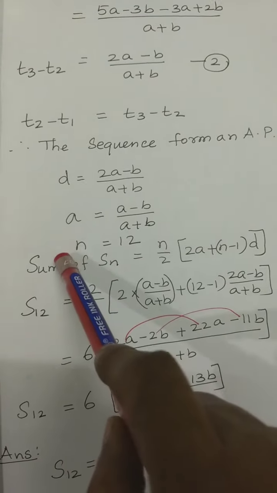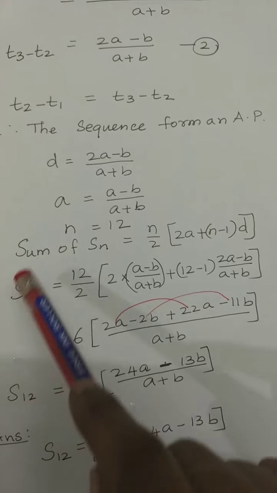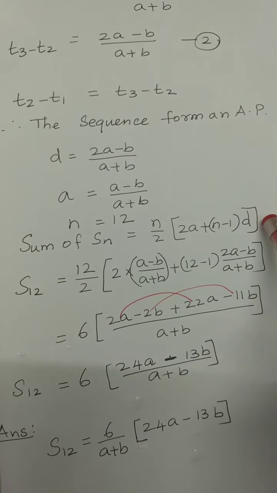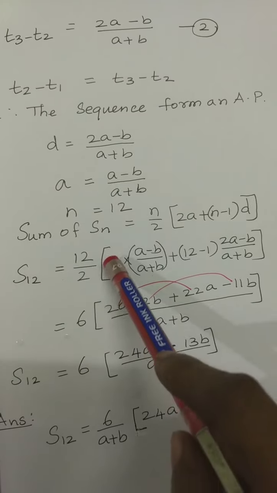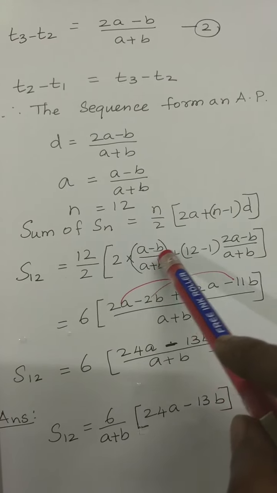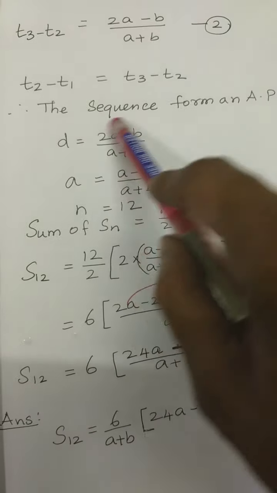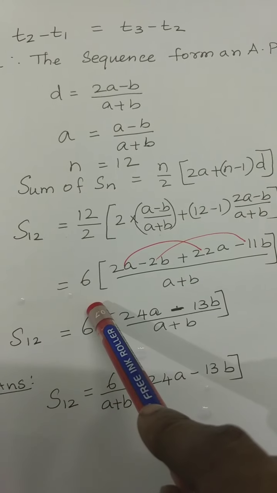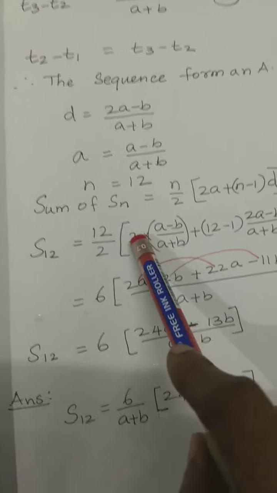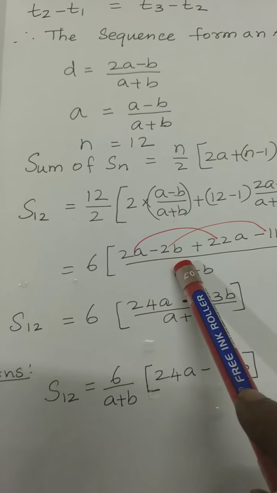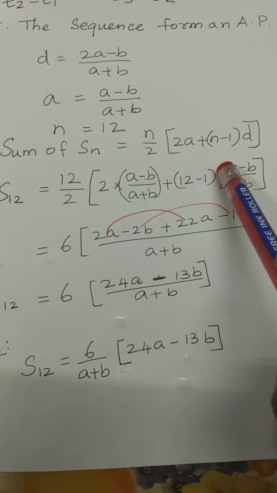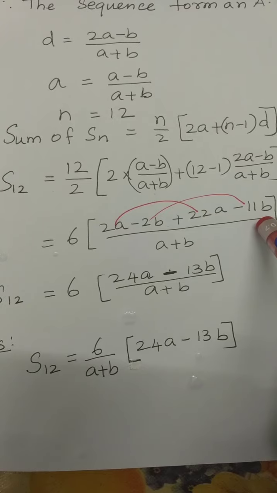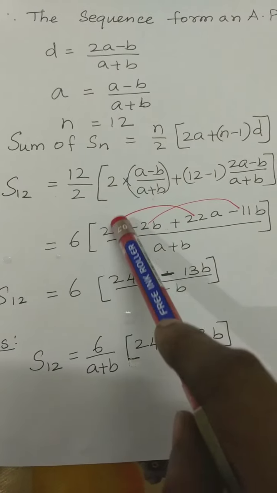Then n is equal to 12 terms. So we are taking n is equal to 12. Sum of n terms, Sn is equal to n by 2 into 2a plus n minus 1 into d. So 12 by 2 into 2 into we are substituting the a value plus 12 minus 1 into we are substituting the d value. Then here we can cancel, it will come as 6. Okay. 2 into a, 2a minus 2b. Then here 11, 11 2s are 22a and 11 into minus b, minus 11b. Okay. Then we can add these two.